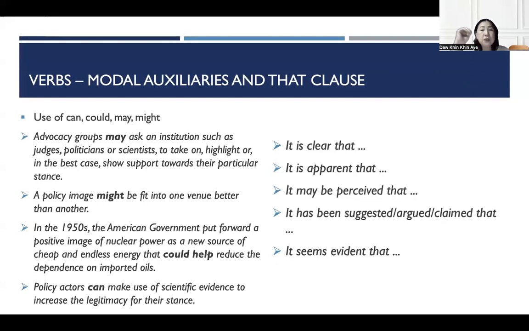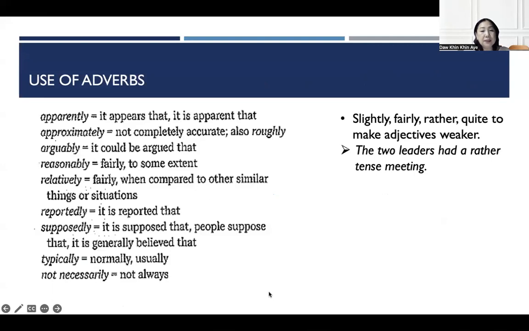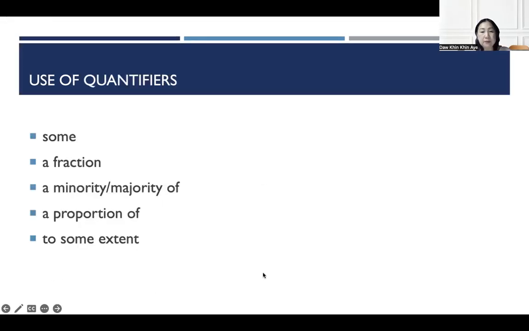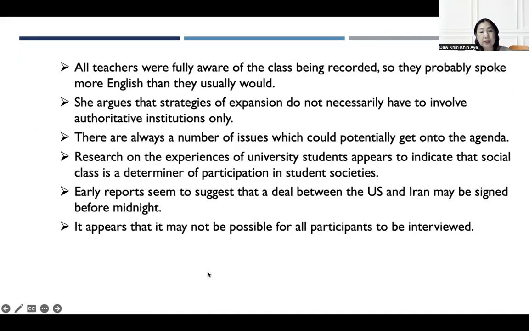Now, another one is the use of the preparatory 'it' clause. Next slide. Depending on the certainty or uncertainty level, you can use different adjectives. Now here is a list of the adverbs, some examples. Now another one is use of quantifiers. That is also hedging.